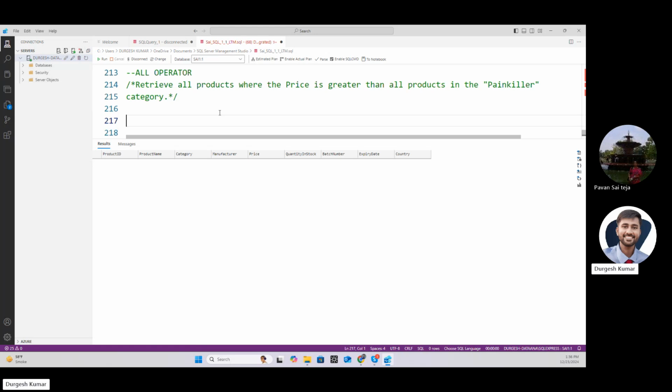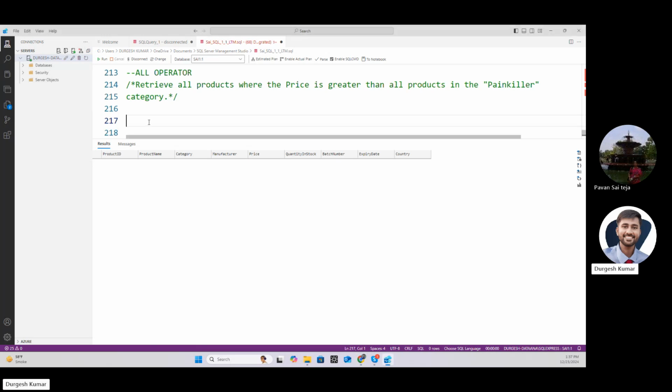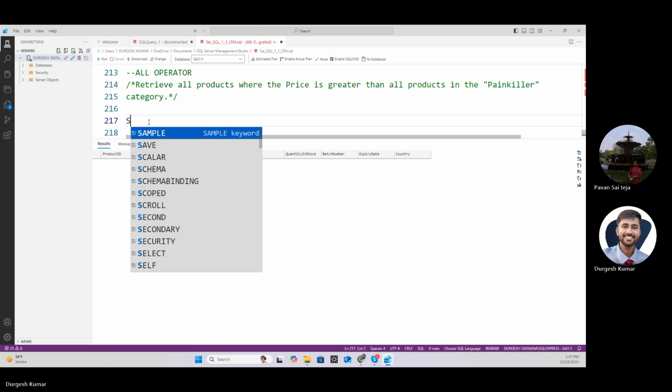Question, I mean, it seems like a very tough question, right? Retrieve all products where the price is greater than all the products in painkiller. Correct? So I didn't get the question. Like we need to get the products, what is greater than all products in painkiller, in the sense? Perfect. Look what it's saying. So let's understand one by one. Let's see the data.